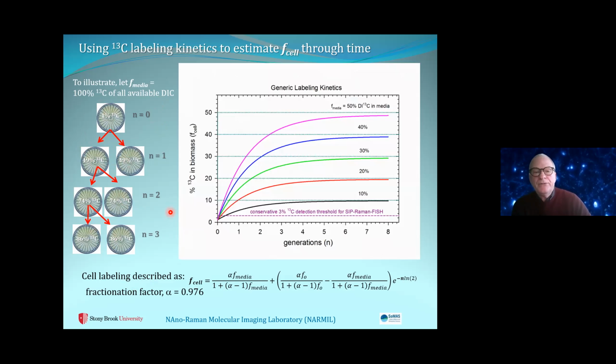And if we use different levels of labeling, you generate curves like this. The point here is that over a sufficient number of generations, the cells will approach equilibrium with their media. So if it's 10% C13, we approach 10%, 20%, we approach 20%, etc. And it approaches, in a predictable fashion, equilibrium within 6 to 8 generations. So we're showing generations here rather than time.